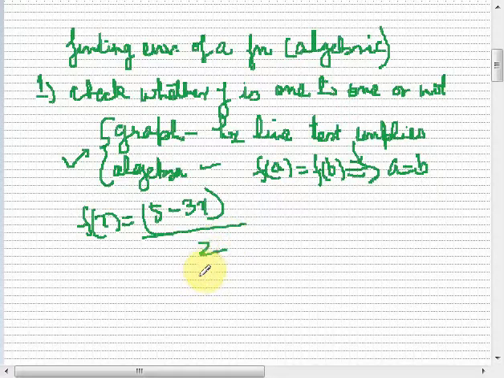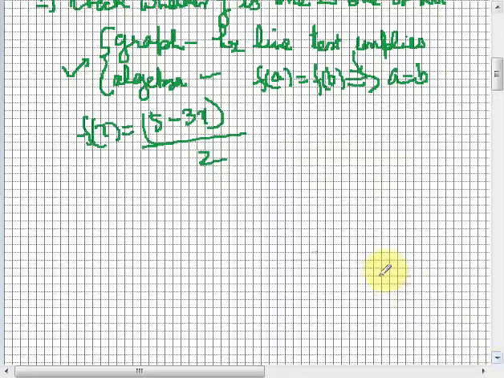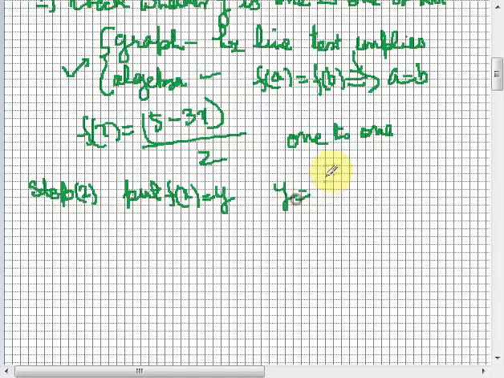So you have to first check whether it is a 1 to 1 correspondence or not. I will not check it, I have already shown previously. Assuming this is 1 to 1. Step 1 I have done, that is checking of 1 to 1. Step 2 is put f(x) equal to y. Now the function becomes y equals (5 minus 3x) divided by 2.